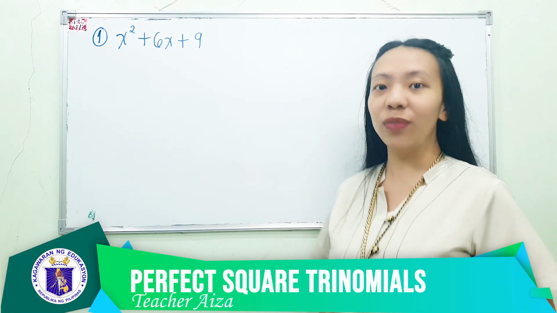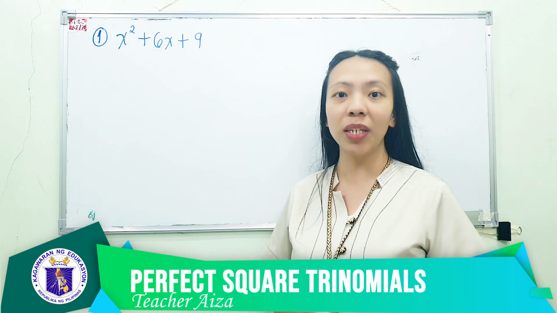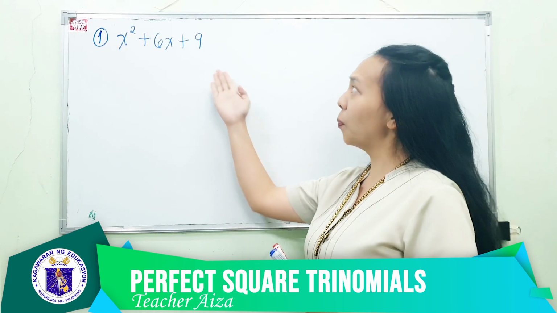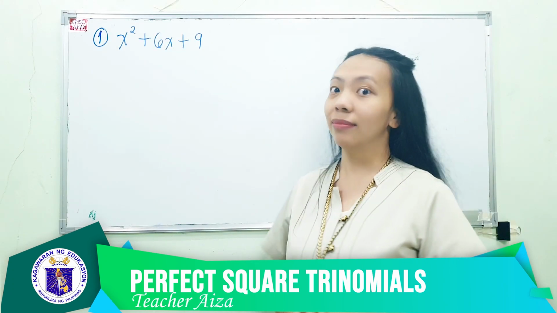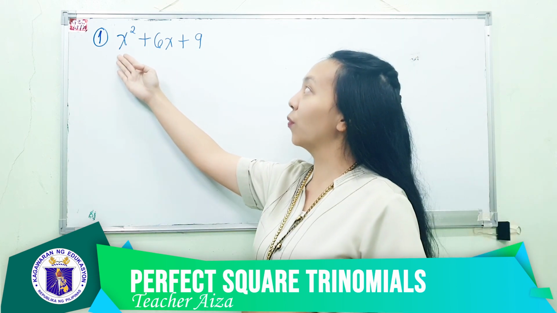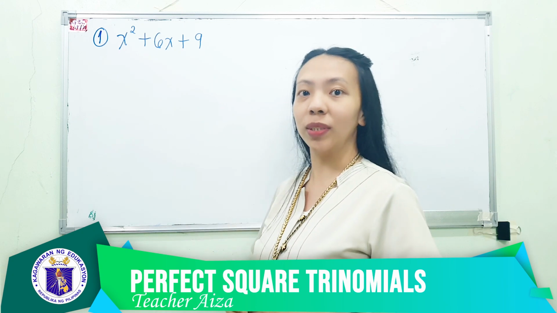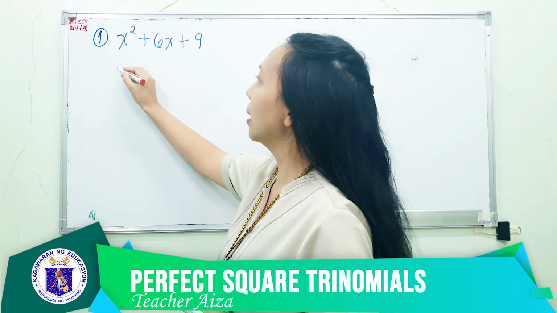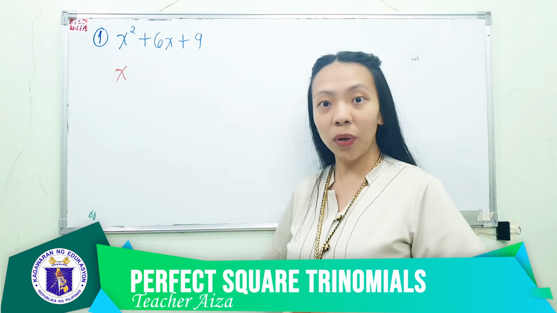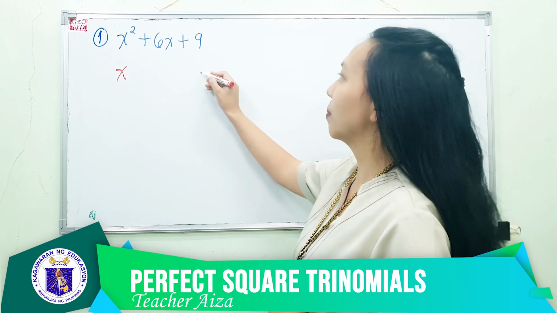Let's find out if the polynomial x squared plus 6x plus 9 is a perfect square trinomial and factor it out if it is. Is the polynomial a trinomial? Yes, it has 3 terms. Is the first term a perfect square? Yes. What is its square root? The square root of x squared is x. What about 9, the last term? Is it a perfect square? Yes, and its square root is 3.